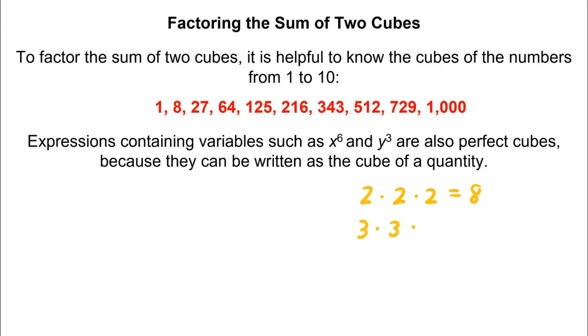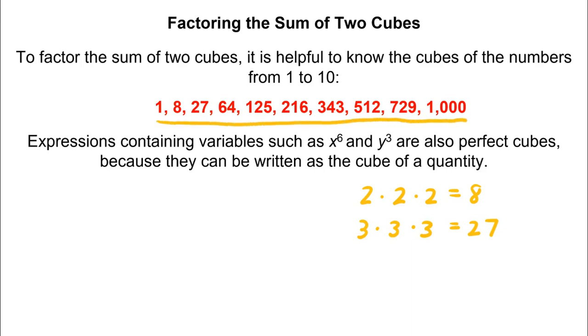3 times 3 times 3 is equal to 27. 27 is a perfect cube. And 3 is the cube root of 27 because we have to multiply 3 times itself 3 times to get the perfect cube of 27. So here we have a list of perfect cubes.